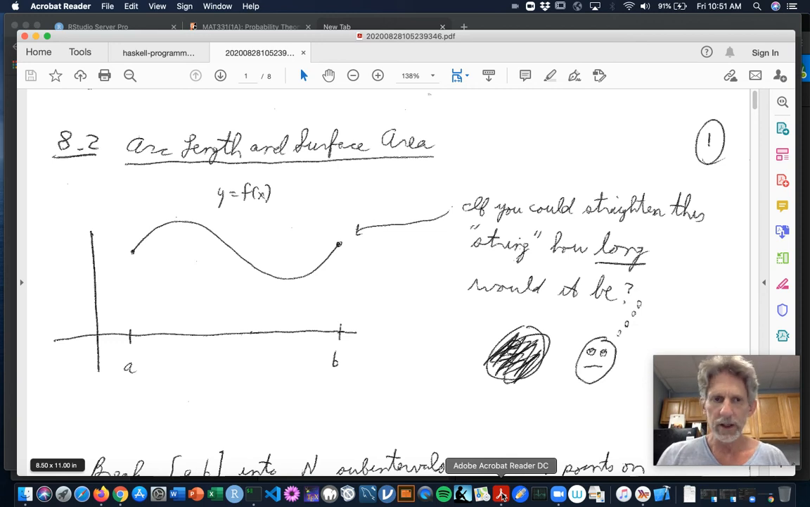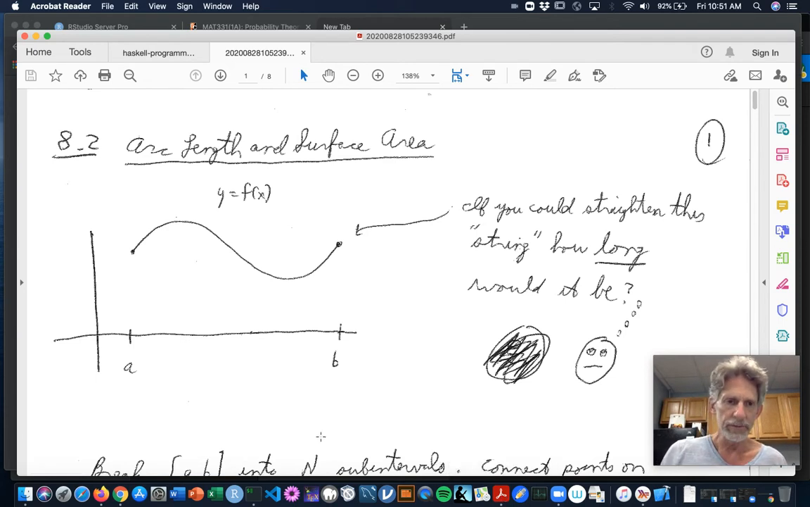Everybody, Dr. White here with a discussion of the only part of Chapter 8 that we plan to do. It's how to use definite integrals to find the arc length of graphs of parts of a curve and the surface area of the solids of revolution that you form by taking an area and rotating it around an axis.